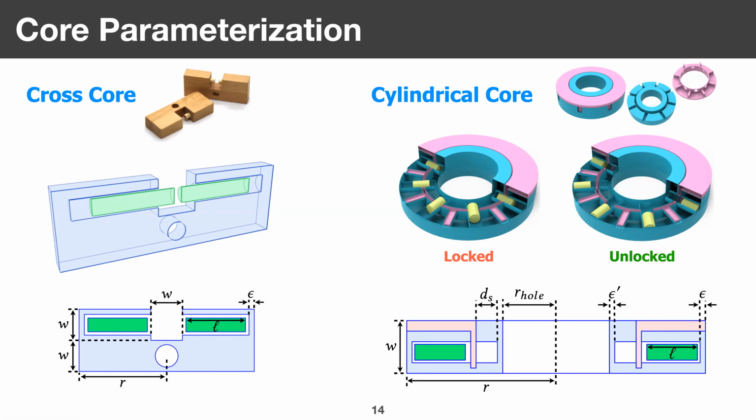Next, we parameterize the puzzle core mechanism. The one shown on the left is the cross core employed in the traditional centrifugal puzzle. Additionally, we design the cylindrical core shown on the right. The cylindrical core allows us to access the internal compartment through the hole.